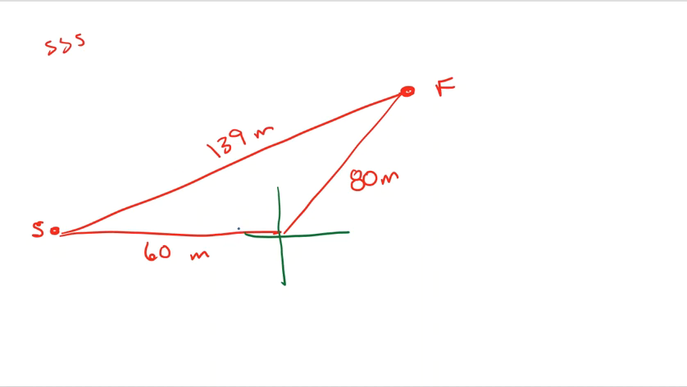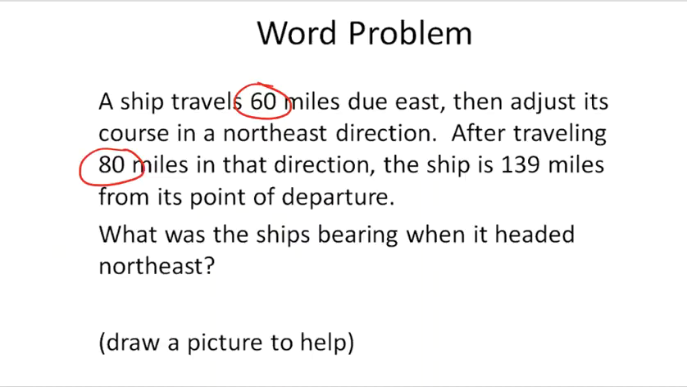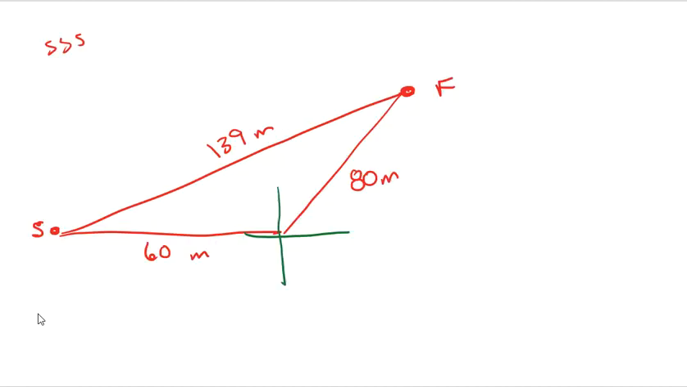The question wants me to find the angle that I changed course. So when I changed course, that's what it says here. What was the ship's bearing when it headed northeast? So when the ship decided to head northeast, what was its bearing? Now remember, the bearing is going to be northeast, right? You need the directions, but you also need the angle measured from the north. So this right here, that's why the picture is so important. This is the angle that I need to find. That is the angle from the north that the ship turned.